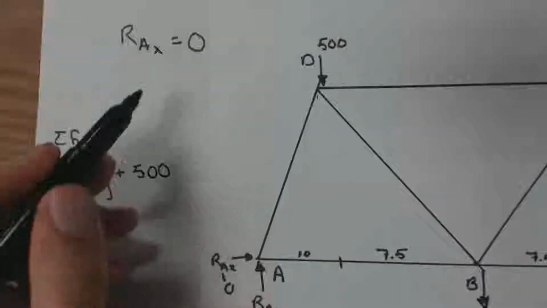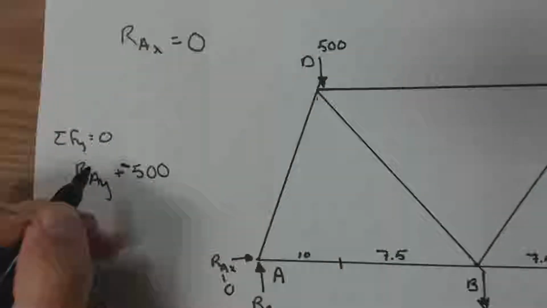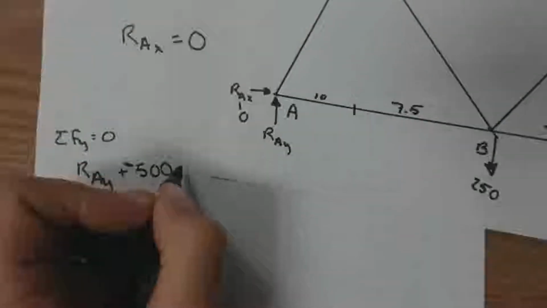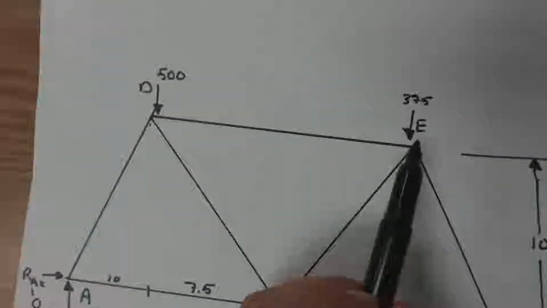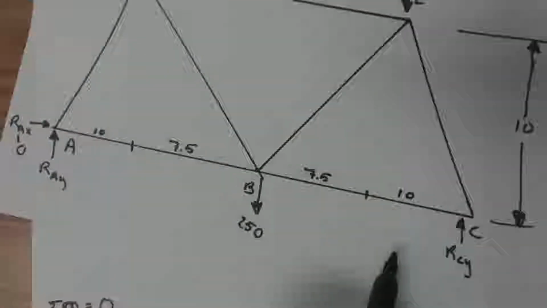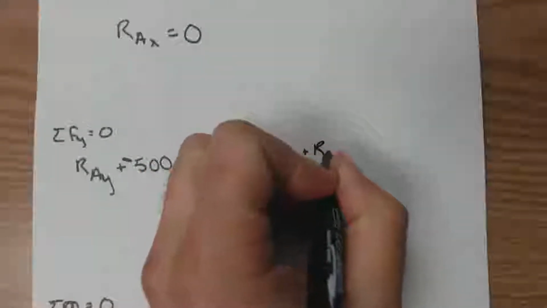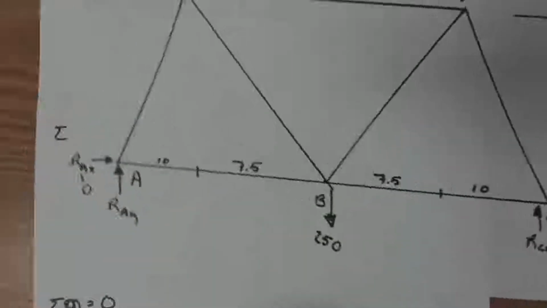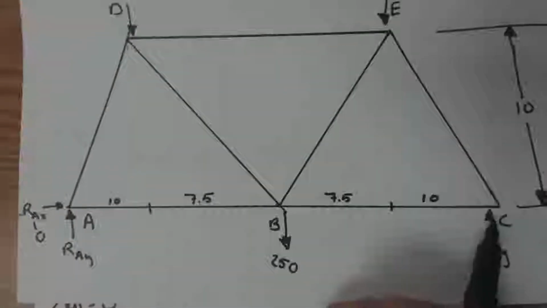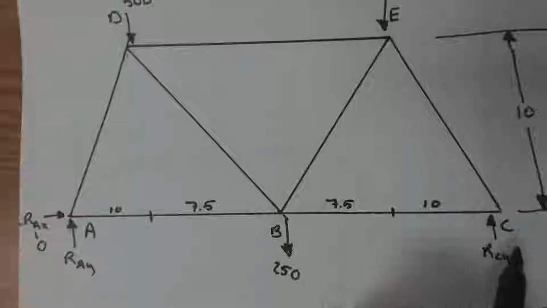Since it's going down, I need to make sure I have that negative. At joint B, I have a 250 going down. Since it's going down, it's a negative. At joint E, I have 375 going down. Since it's going down, it's negative. And then at joint C, I have my reaction in my y-axis. Since it's going up, or at least I'm assuming it's going up, we assume it goes up until we find out otherwise, and then we'll change the direction of our arrow. But because I'm assuming this direction, I'm assuming it's a positive value. If we end up solving for it and it's negative, that just means I drew my arrow in the wrong direction.